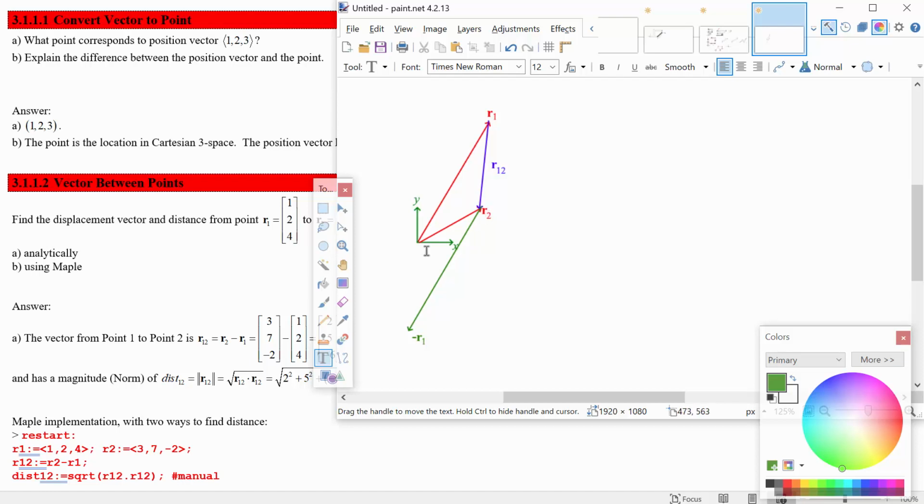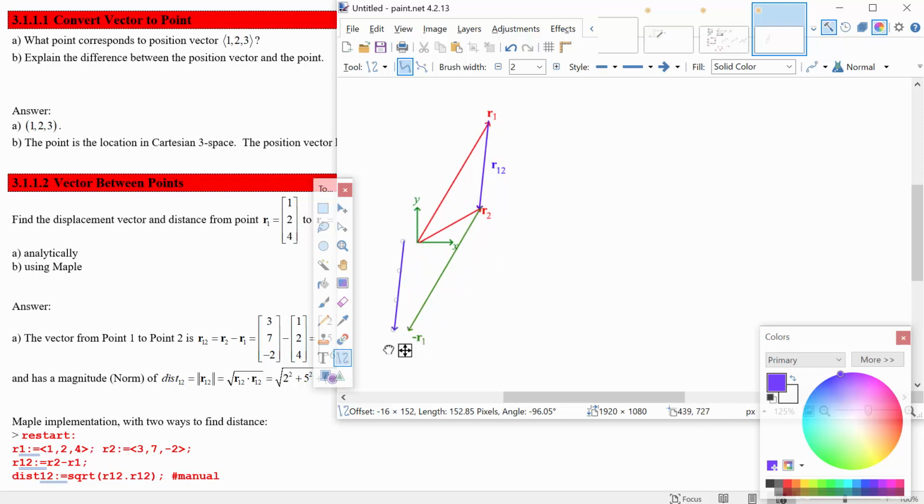So then R2 minus R1 should be this vector, right? So let's check. This vector from there to there looks a lot like our R12. Let's see how we did. Yeah, pretty good. So this seems like we get the same vector that way.